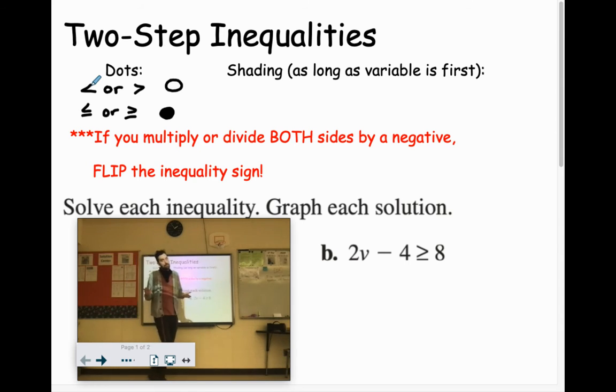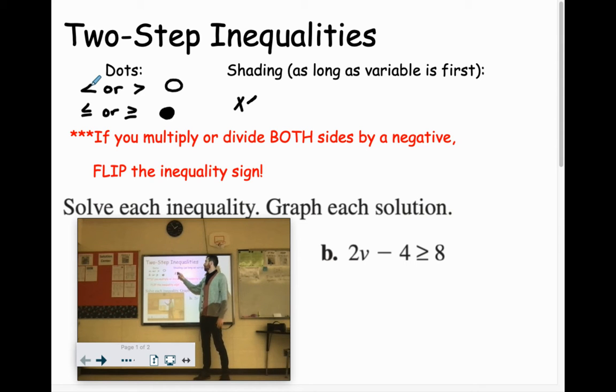Now what it really means is, is that number considered part of the solution? So an open dot, if you had x is less than 4, 4 is not included in that solution because 4 is not less than 4. But if you said x is less than or equal to 4, it gets a solid dot because that is part of the solution. Because you could say 4 is less than or equal to 4.